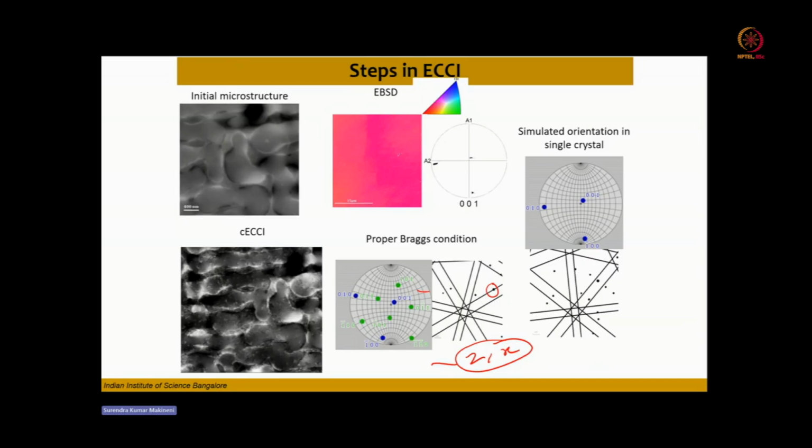Now you can see a large amount of contrast related to the dots, and also at the interfaces you can see bright contrast, which were almost absent in the initial microstructure. So after going to the two beam condition, you can see that these correspond to the defect regions, the presence of defects in the microstructure. Fine. So these are the steps in the ECCI.